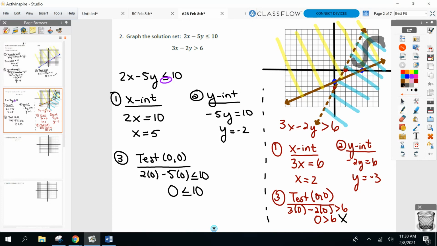Do you have to label the lines? At least one, Nick. Yes, thank you. I need to at least label one of the lines with the inequality. I don't need both. I need at least one line labeled with what it is. So for instance, the solid line, just write next to it 2x minus 5y less than or equal to 10. There you go.